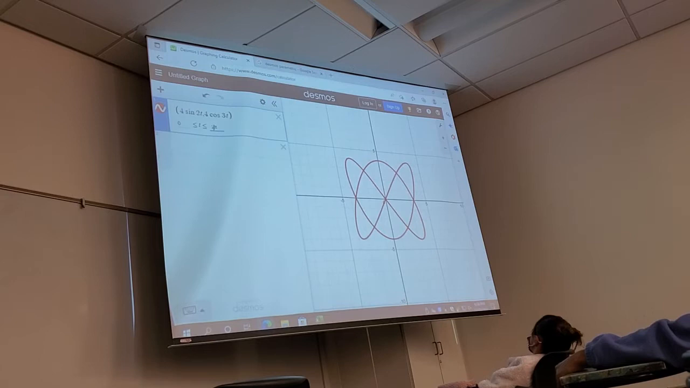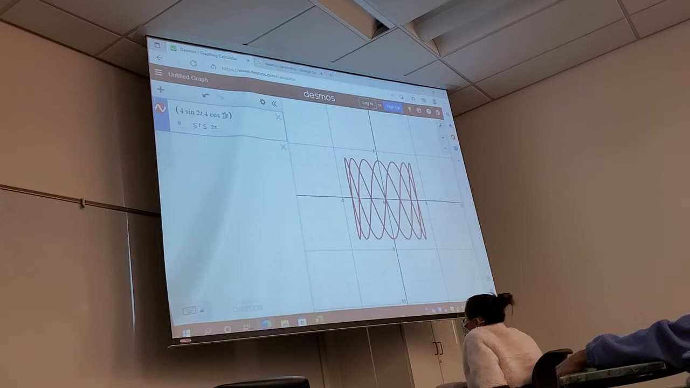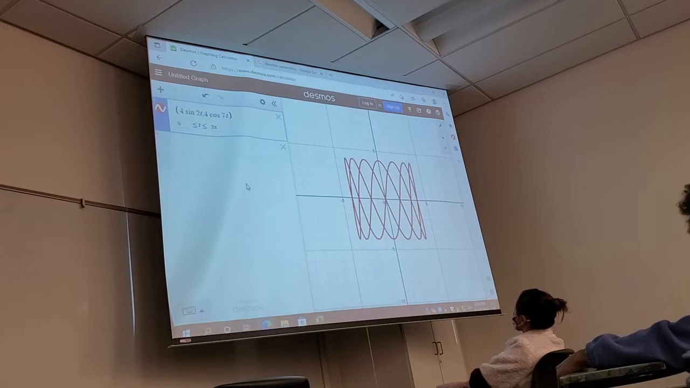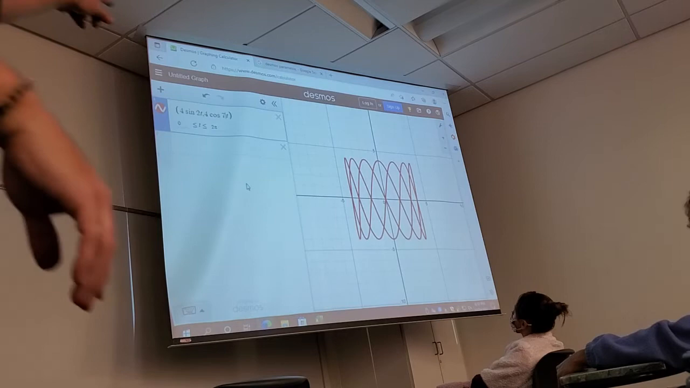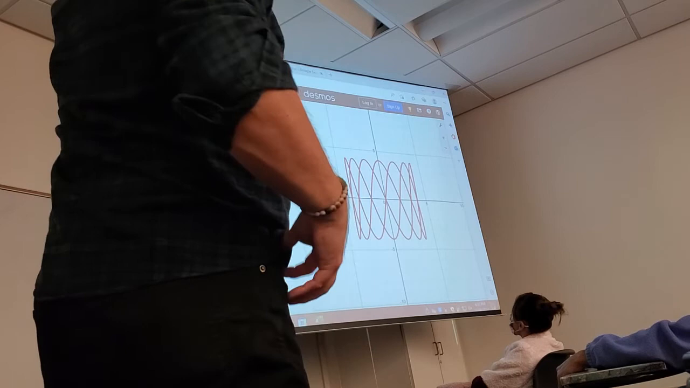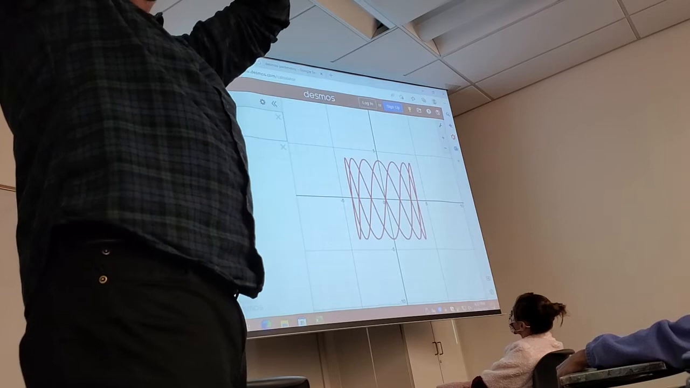Let me make this really interesting. If you look at that in the x direction, it's not really oscillating that much. It's in the y direction. See, in the y direction, of course, what normally takes 2 pi, now takes 2/7 pi to happen. So it's oscillating a lot more in that direction.